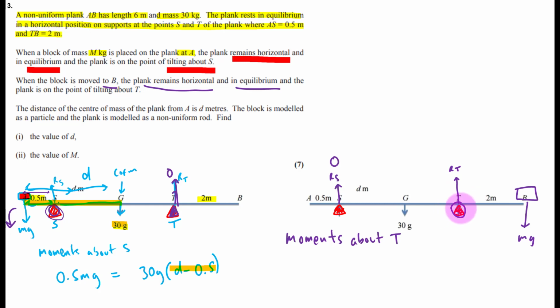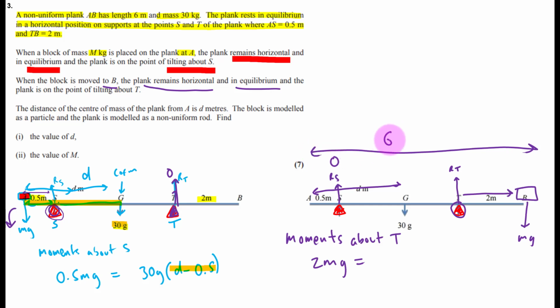So moments about T, you've got that's your clockwise. So your clockwise, you've got 2mg. Should be happy about that. Now, what about our D here? Well, we know that this whole thing is 6. Right, so here to here must be 4. So what distance do we need to write down for this point here? Well, it's got to be 4 minus this distance d, right? So that's going to be 30g times 4 minus d.